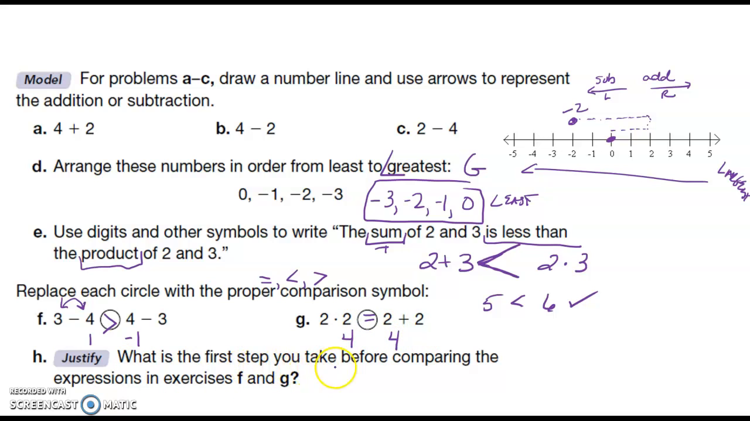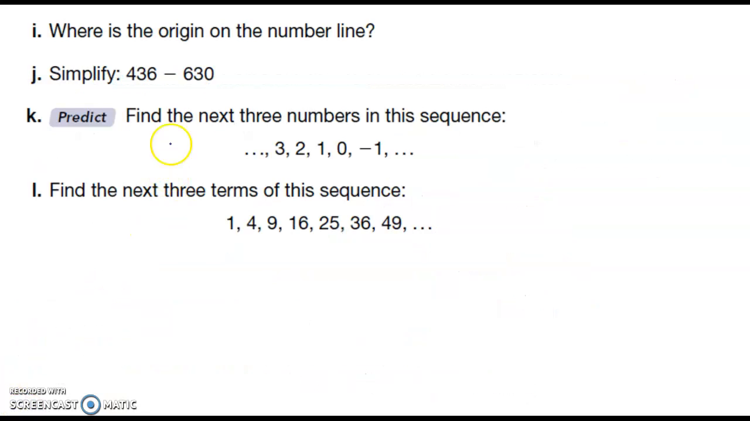H says, what is the first step you take when comparing the expressions in exercises F and G? I do the operations. Okay, let's see what else we've got. Where is the origin on the number line? The origin is at 0.